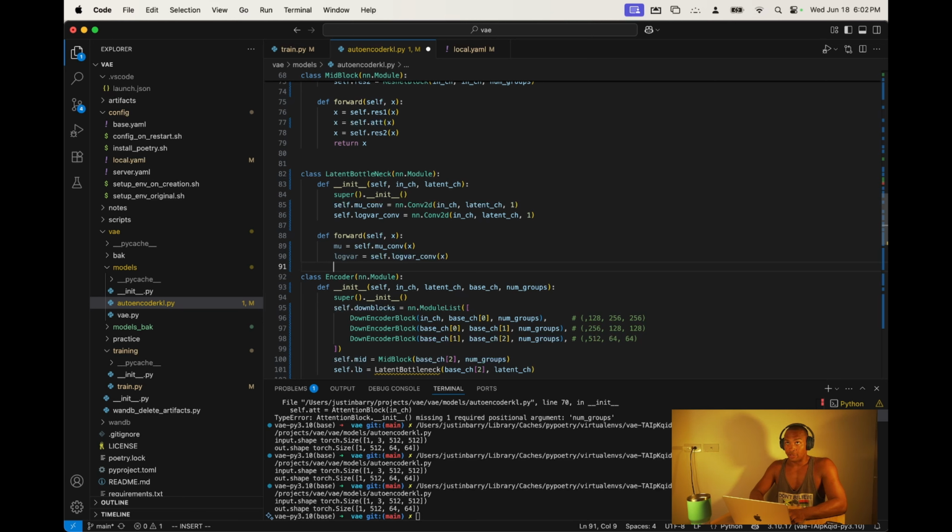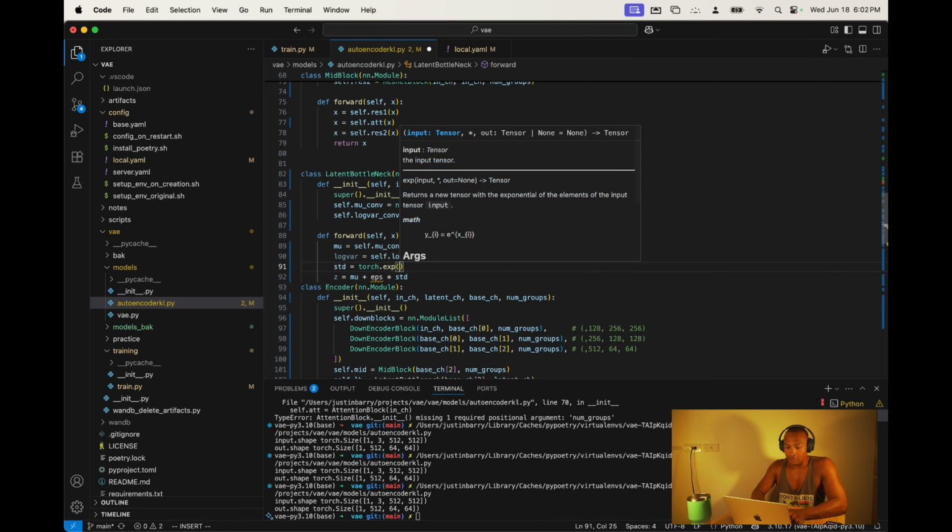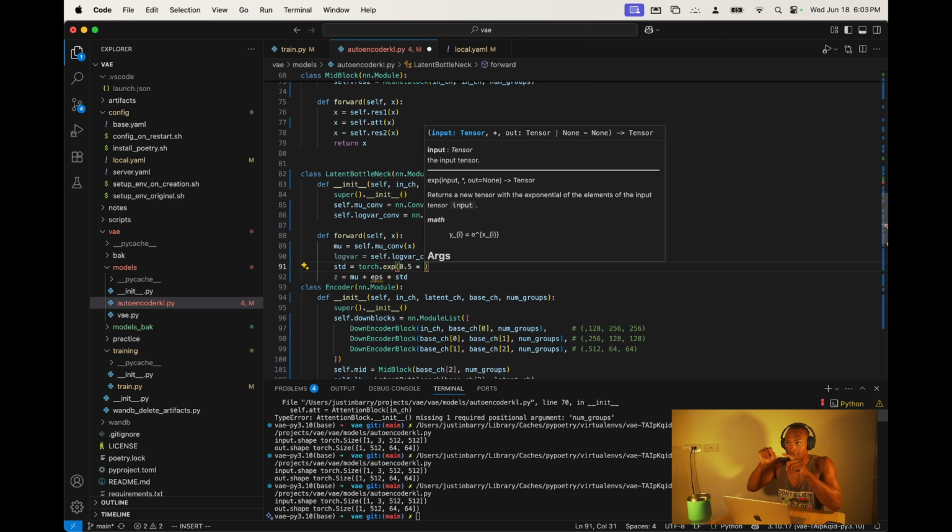So now we're going to create our Z vector, just like we did in the last video, which is Z equals mu plus epsilon times standard deviation. So we need to get the standard deviation. Log variance is log sigma squared, right? Your variance is sigma squared, so log variance is log sigma squared. To recover that, you do 0.5 times. Remember, x times log of something is the same thing as log of that thing raised to the power of x.